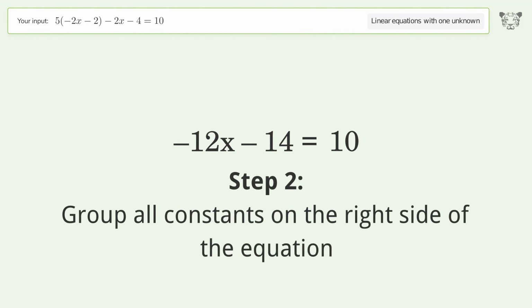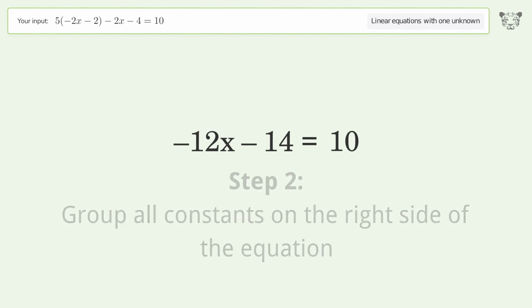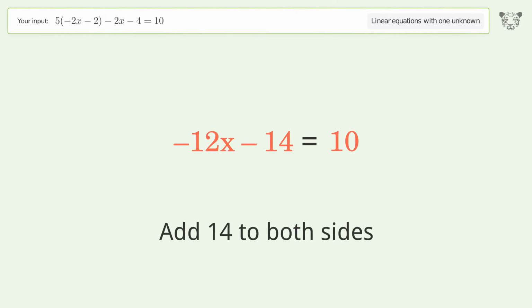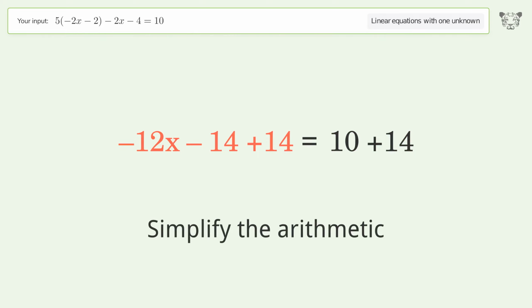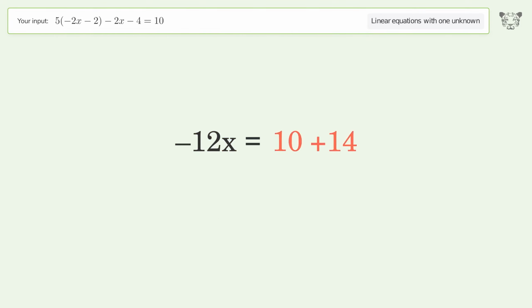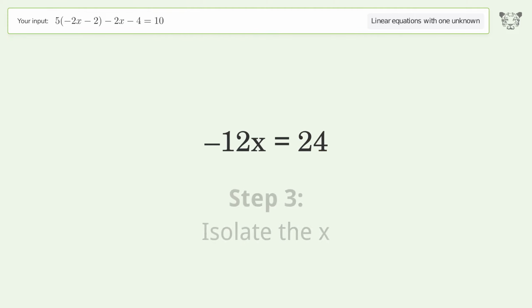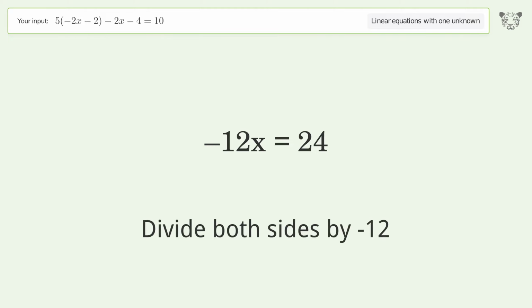Group all constants on the right side of the equation. Add 14 to both sides. Simplify the arithmetic. Isolate the x. Divide both sides by -12.